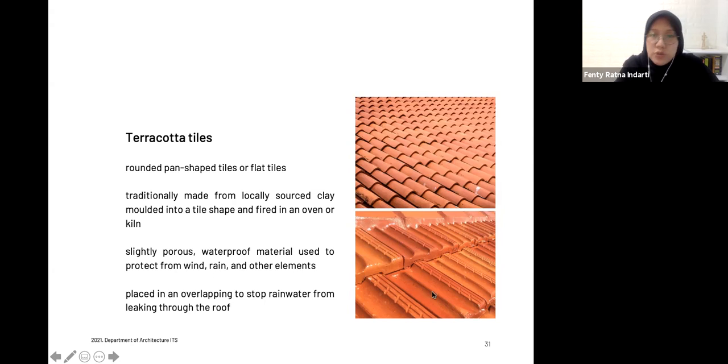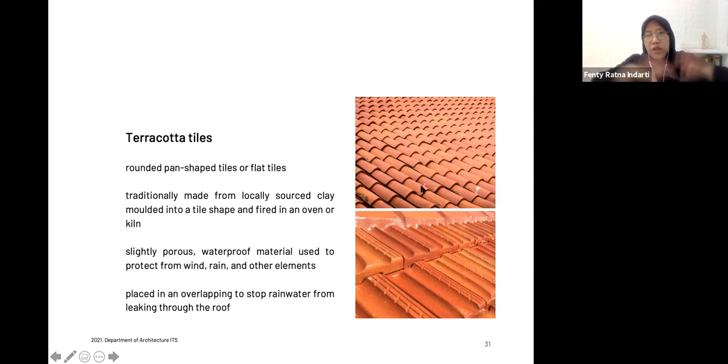In Indonesia, we are using mostly or majorly buildings use these flat tiles. And then it is traditionally made from locally sourced clay, molded into a tile shape and fired in an oven or kiln. So I don't know whether you have experienced it or not, or have ever visited a place that gives production of clay tile or terracotta tiles, or maybe brick.